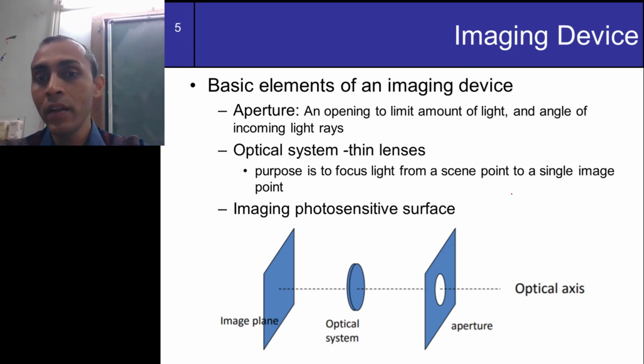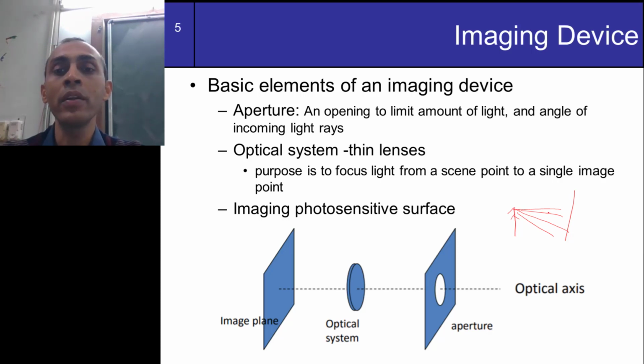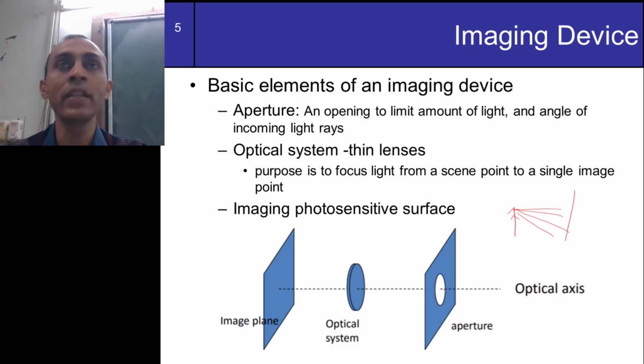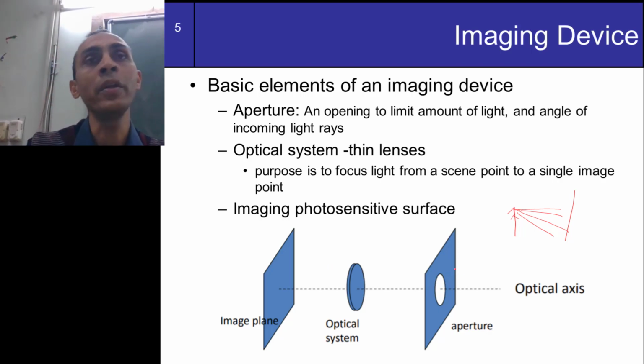If an object is there, let us say some object, if we don't have an aperture, the light rays will be incident in all directions, so there will be no control over it. So the image that will be formed will be totally blurry or meaningless. So the aperture helps to restrict the light rays which will be incident at a particular angle only.